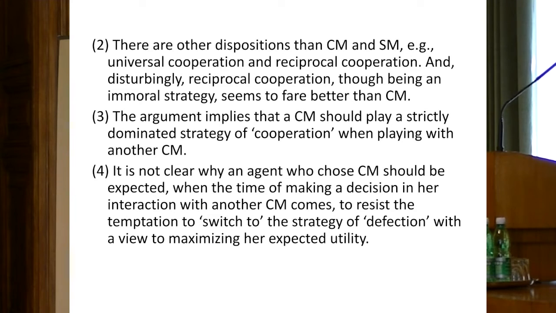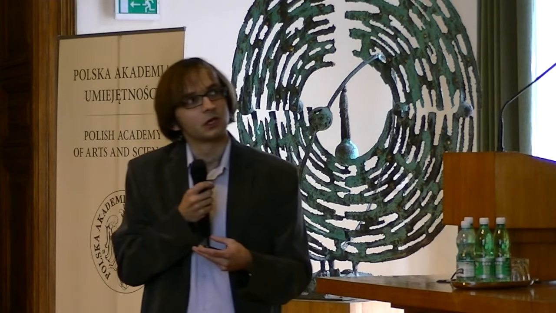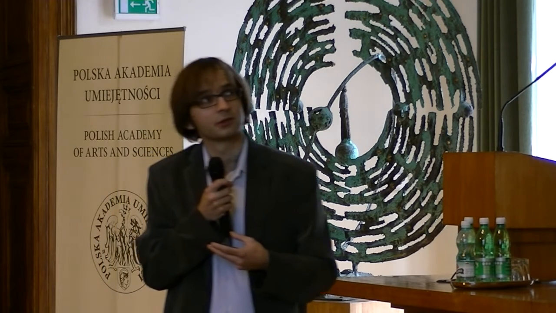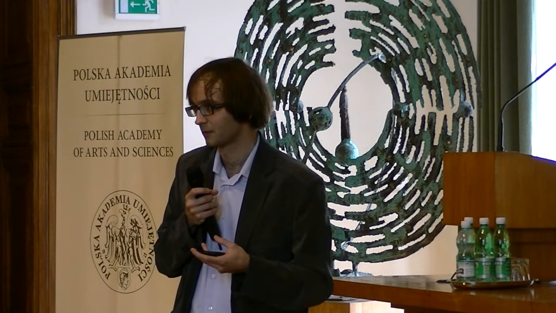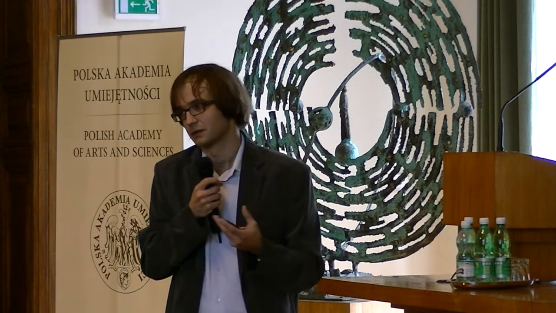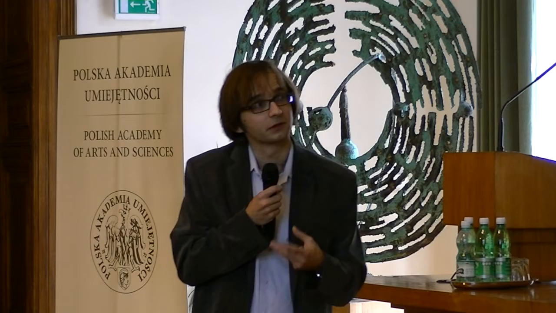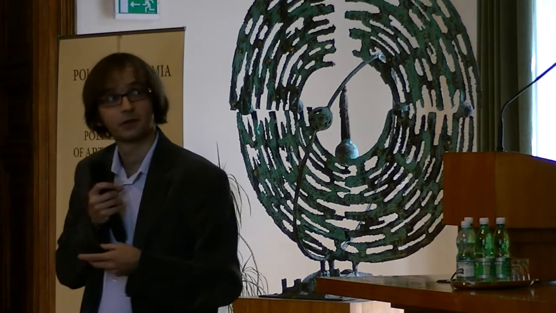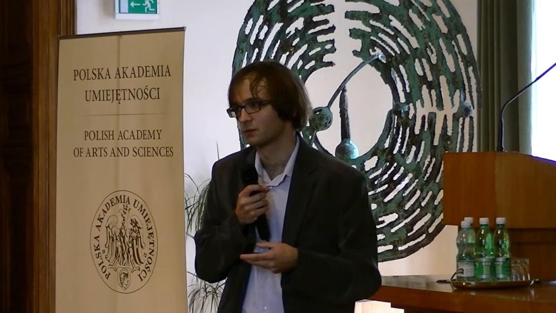It was pointed out, for instance, by Peter Danielson, that there are other dispositions besides constrained maximization and straightforward maximization, for instance, universal cooperation and reciprocal cooperation. What is important in this context is that the strategy of reciprocal cooperation, this disposition to cooperate, is not moral in the strict sense, because it requires us to cooperate only with those who cooperate. It requires us to cooperate only when it's a necessary condition for cooperation. So, for instance, reciprocal cooperators will not cooperate with persons who cooperate always. They will try to take advantage of their, so to say, naive strategy, and that's why this strategy doesn't work very well. And what is interesting is that this strategy can be shown to better satisfy the whole framework built by Gauthier than the apparently moral strategy of constrained maximization.